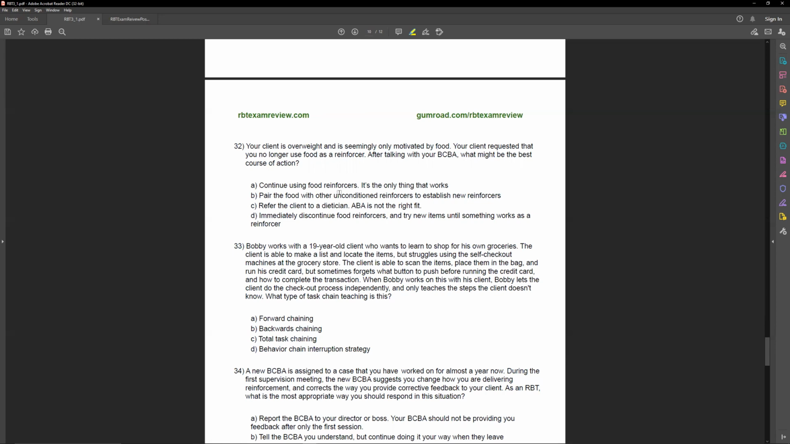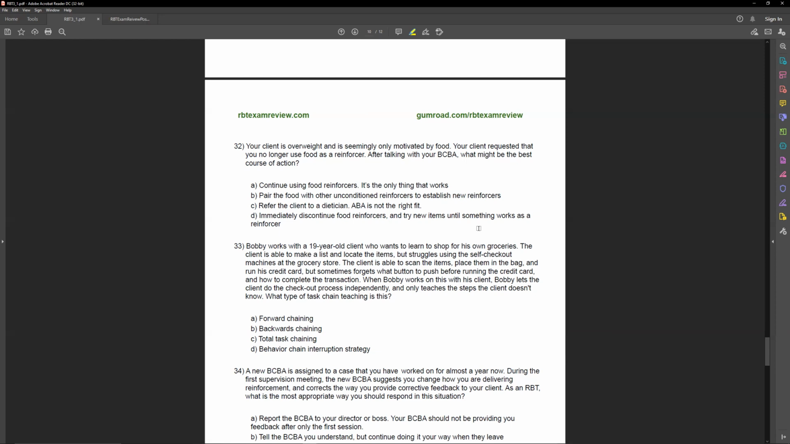B, pair the food with other unconditioned reinforcers to establish new reinforcers. Yeah, this looks pretty good, right? If we take food, which is a primary reinforcer, okay, and we pair that, right, with other unconditioned stimuli, okay, we can start to establish what? New reinforcers, okay? So we might pair food with toys or iPads or praise or something else until we can condition those non-food items as reinforcers.